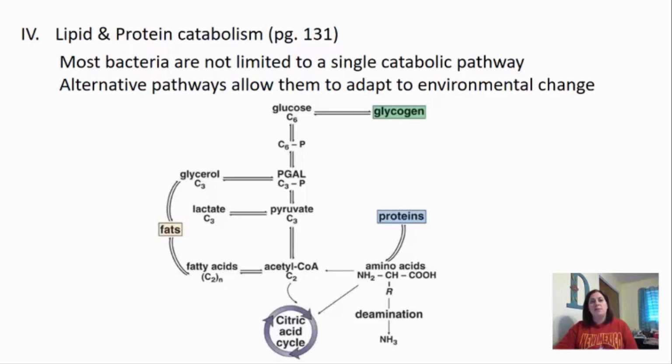We also see that lipids and proteins can be broken down. Most bacteria are not limited to a single catabolic pathway. They have alternative pathways which allow them to adapt to different environmental changes, especially if sugars are not present. When we look here, you can see in this pathway that glucose is their primary source. However, if fats are present, we could potentially use them to go into the Krebs or citric acid cycle, and the same thing over here with proteins.